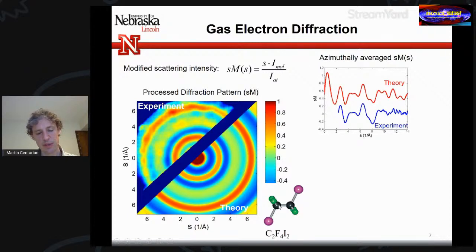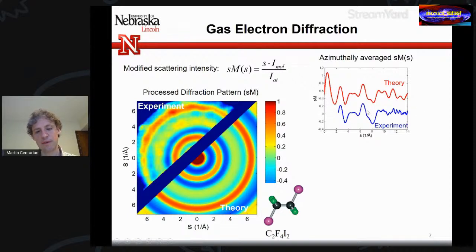And this molecule, for example, has 2 carbon atoms in black, 4 fluorine atoms in green, and 2 iodine atoms here in purple on the 2 ends. Because the molecules are randomly oriented, the diffraction pattern has to have circular symmetry. And so we can do an azimuthal average, and we get a curve like this.